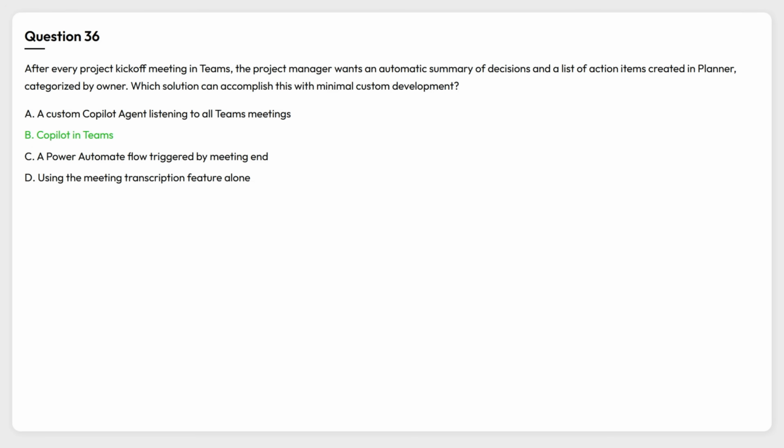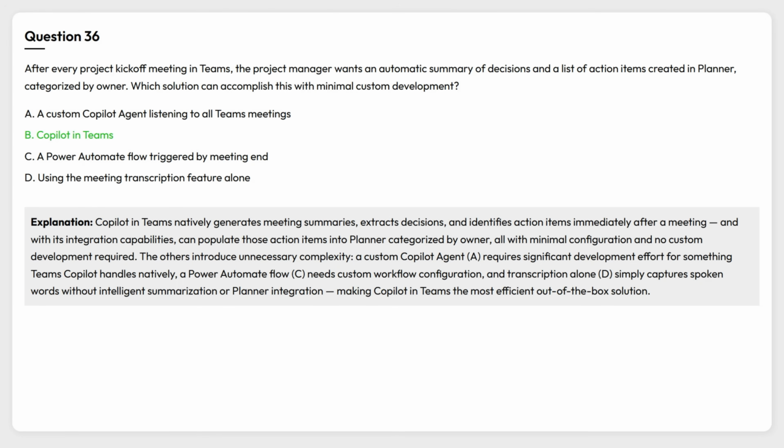The correct answer is option B, Copilot in Teams. Copilot in Teams natively generates meeting summaries, extracts decisions, and identifies action items immediately after a meeting, and with its integration capabilities, can populate those action items into Planner categorized by owner, all with minimal configuration and no custom development required.